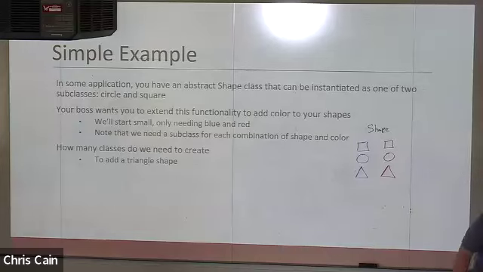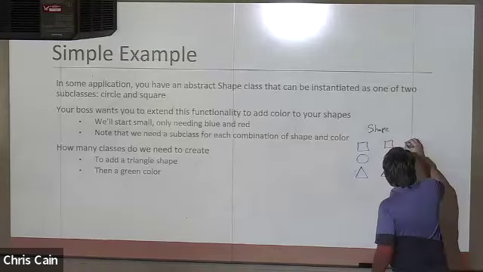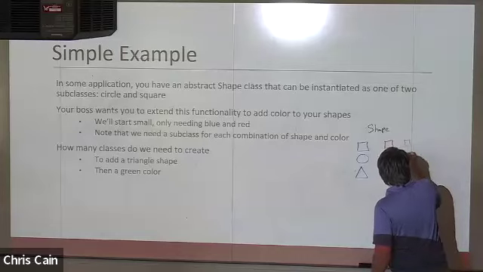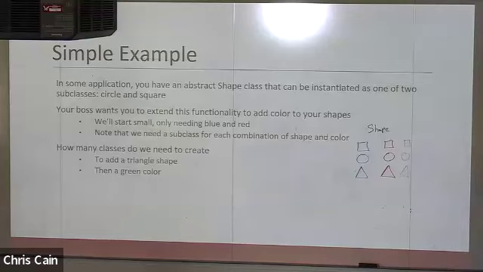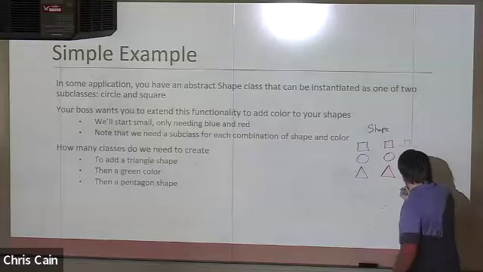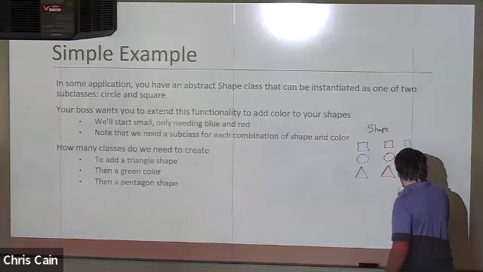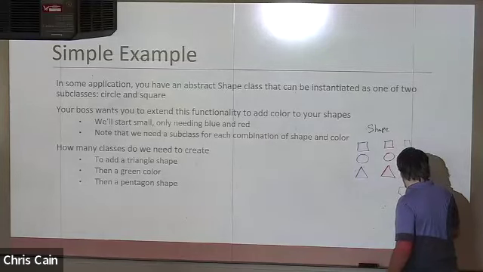Great. But now we need to add a green color. How many classes are we adding to be able to support the color green? 3. Now we need a green square, a green circle, and a green triangle. So we now needed to add 3. Great. Now we want a pentagon shape. How many classes are we adding to support the pentagon shape? We need 3 more. We need to be able to support some kind of 3, 4, 5.